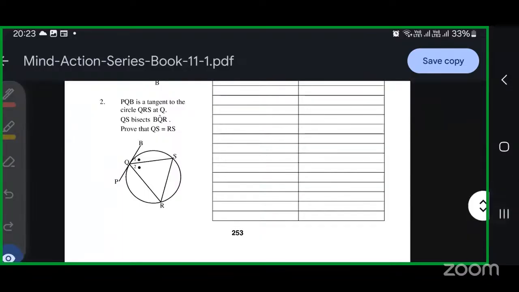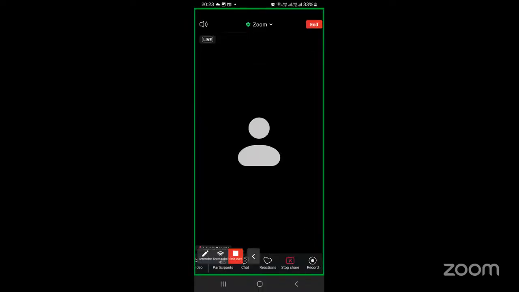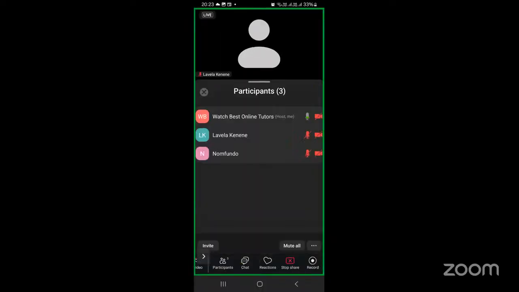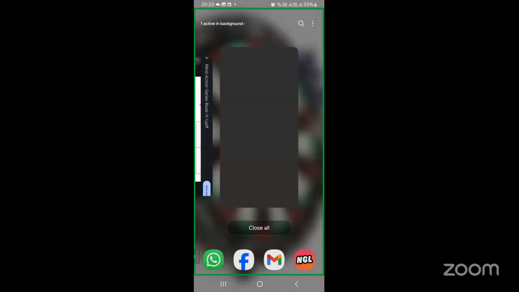Let me just quickly check who has joined the lesson. Or still the 3 of us in the room. Oh, it's still the 3 of us. But okay, I believe they are still enjoying the weekend.